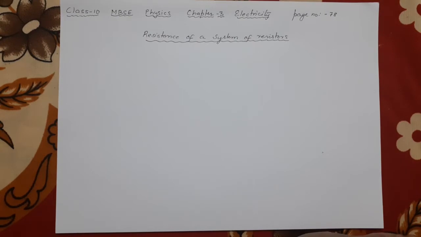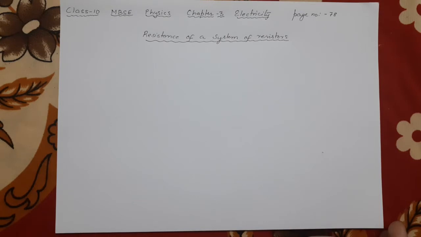Today's class will be after doing 6 numericals on Ohm's law and resistance formula. Today we will move forward to page number 78 of your textbook MBSC class 10 physics, chapter 3 Electricity. Okay, here the topic is resistance of a system of resistors.